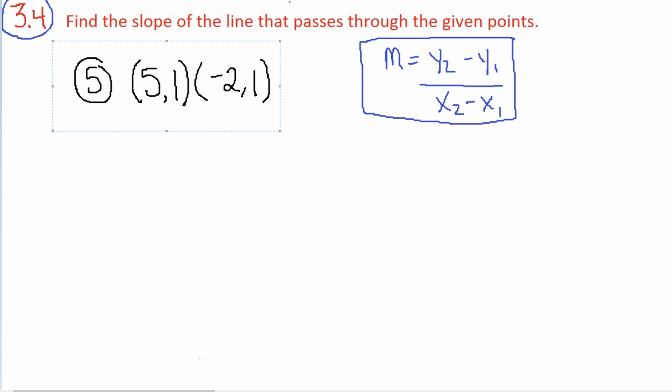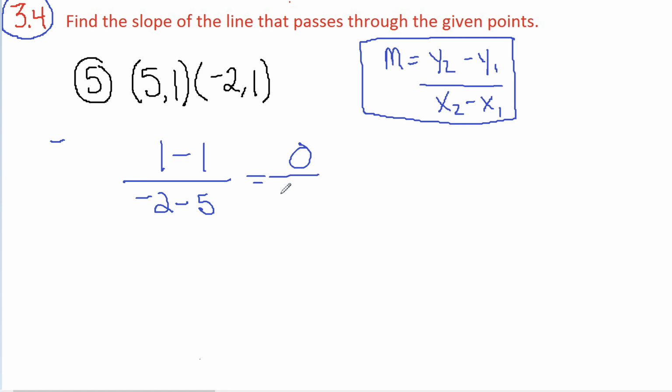Next problem, number 5. How about 2 points again? In number 5, okay. Y2 is 1 minus y1 is 1 over x2 is negative 2 minus 5. So here we get 0 over negative 7, which equals 0. So our slope between these 2 points is 0.